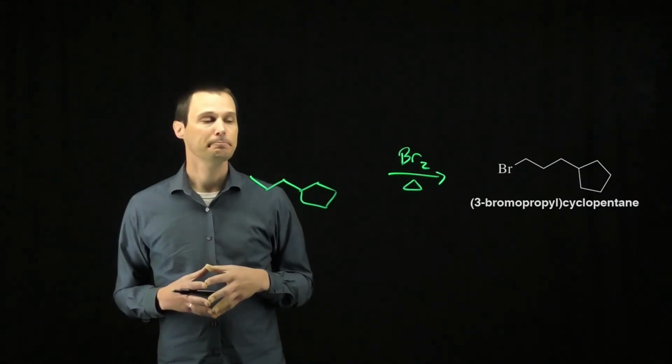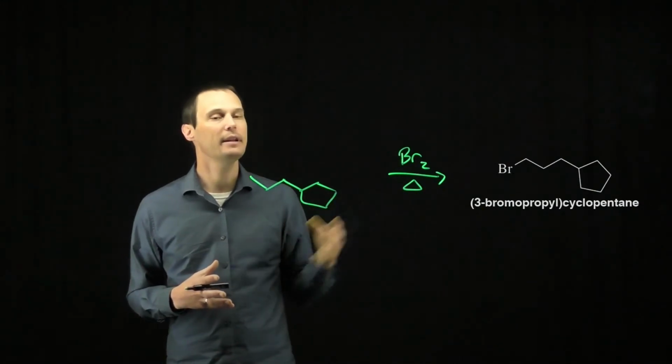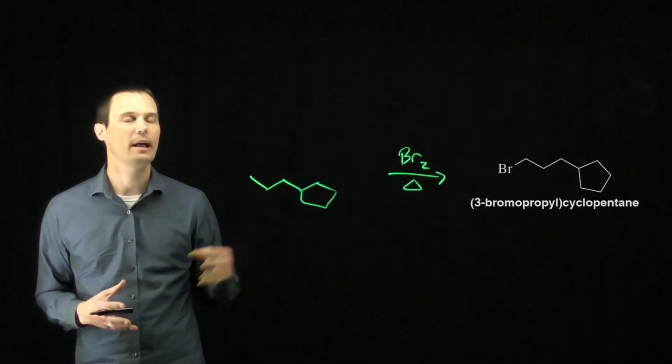the primary position. Because this reaction is selective for the most substituted carbon, if I started with this alkane, I would not be able to form this product. So no, we cannot form primary alkyl halides under radical halogenation conditions.